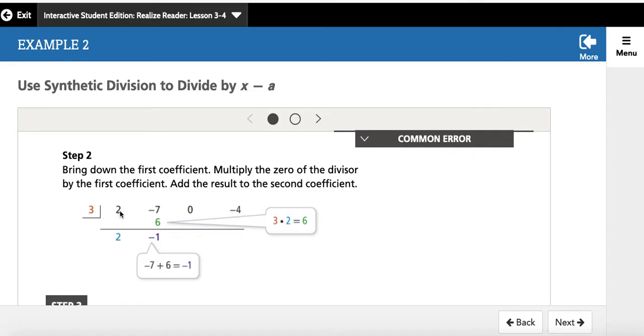Okay, we start with 3, 2, negative 7, 0, and negative 4. Bring down the first coefficient and then multiply by the 3 to get 6. Add these two together. Negative 7 plus 6 is negative 1. Negative 1 times 3 is negative 3, so they're going to put a negative 3 here. You just keep doing that pattern.